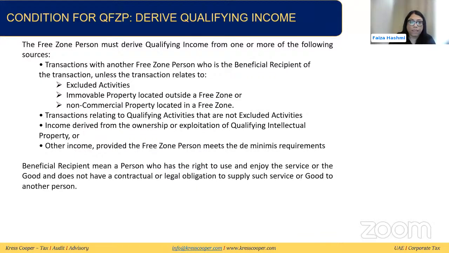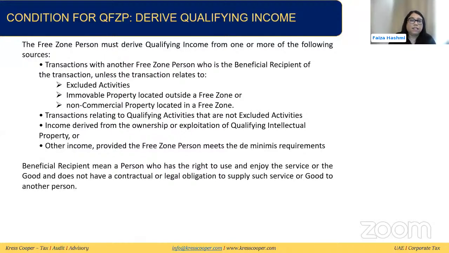They cannot be buying from a free zone person and then attributing that to their mainland entities or selling it further to someone else. The obligation to ensure that transactions are being done with a beneficial recipient will lie with the supplier. So basically, either you will have to build this clause into your contracts, or take an undertaking from the company that they are the beneficial recipient of this service or transaction, so that this will qualify as qualifying income.